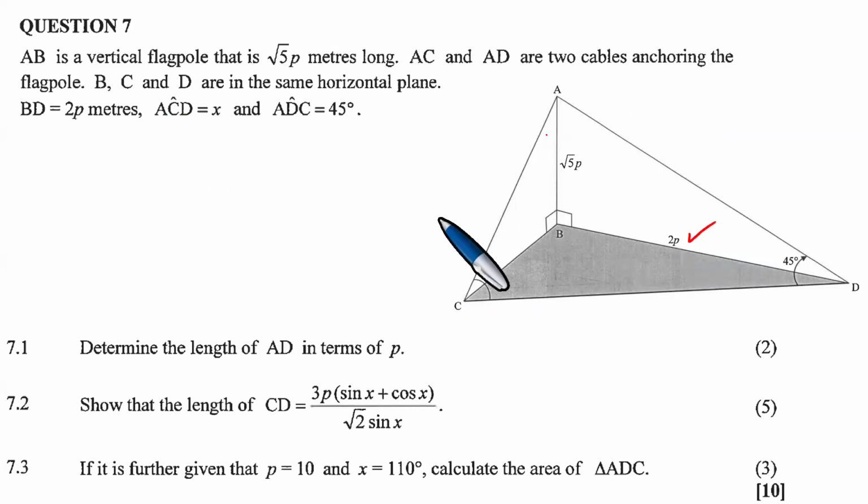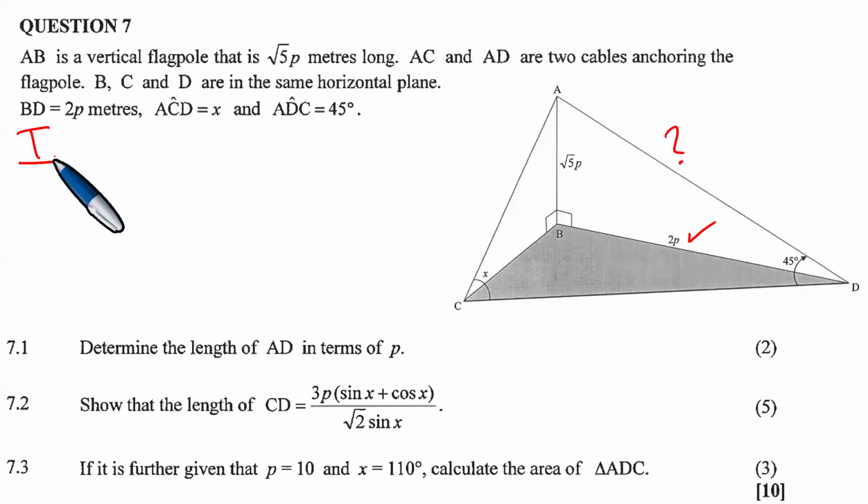Angle ACD is X. Angle ADC is 45 degrees. Determine the length of AD in terms of P. We want to find the length of AD in terms of P.